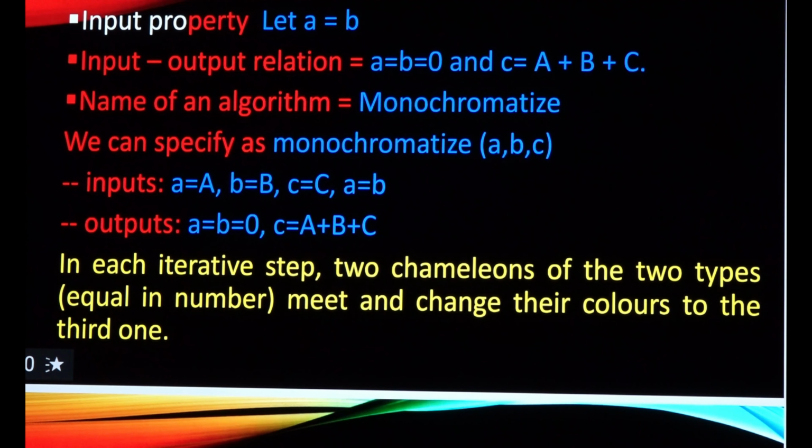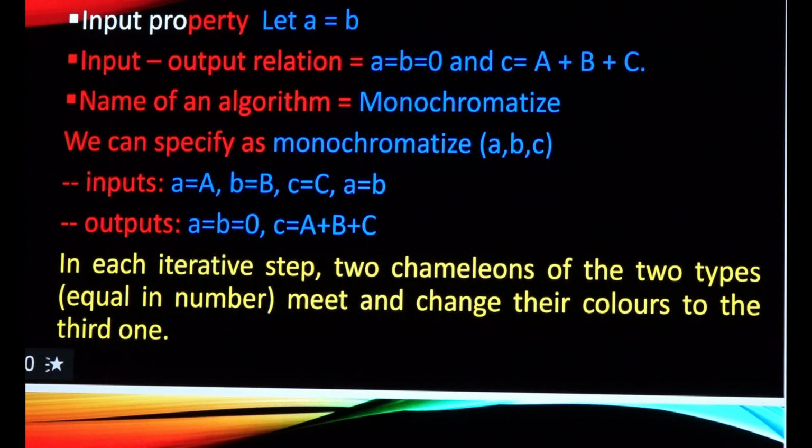Here we can specify monochromatize(a, b, c). Inputs: a equals capital A, small b equals capital B, small c equals capital C, a equals b. Outputs: a equals b equals 0, c equals A plus B plus C. In each iterative step, two chameleons of the two types, equal in number, meet and change their colors to the third one.